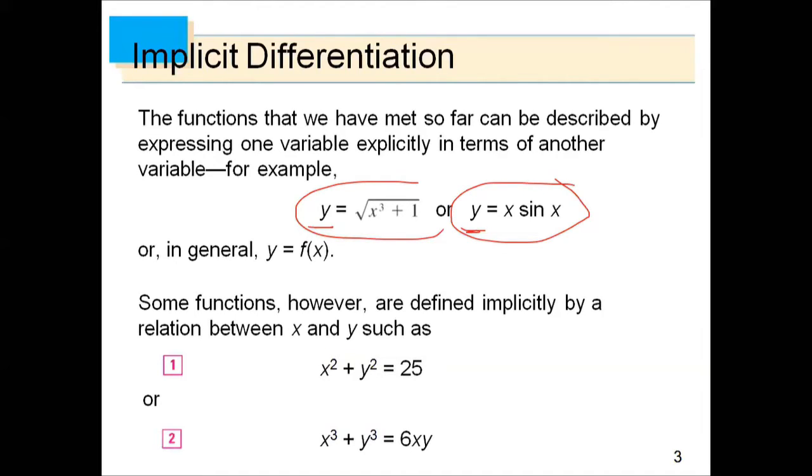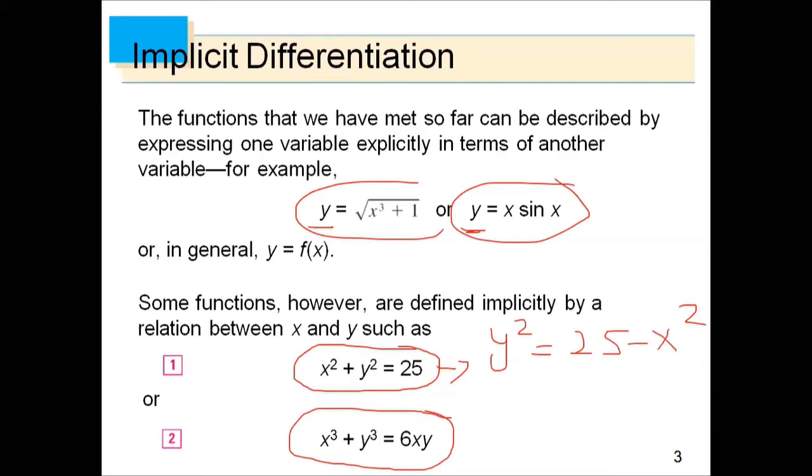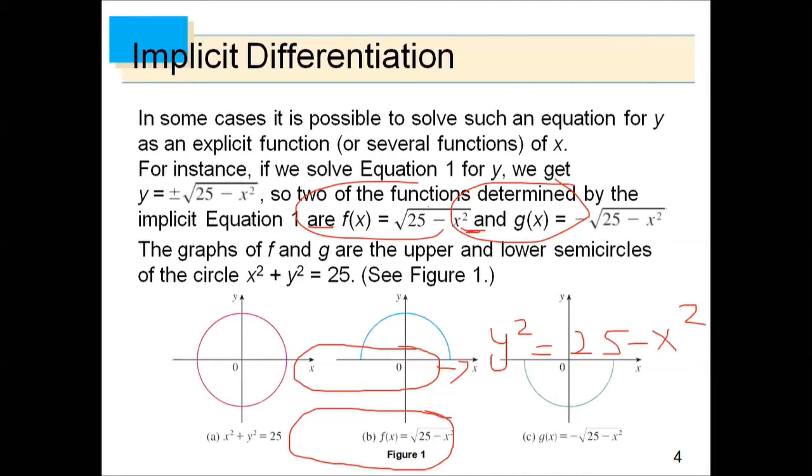Some functions, however, are defined implicitly by the relation between x and y, such as x squared plus y squared equals 25. Now this is still easy. Why is it easy? I can write y squared equals 25 minus x squared, and then I can calculate y as radical of 25 minus x squared. But when it comes to functions like this, we have to figure out how we differentiate these functions.